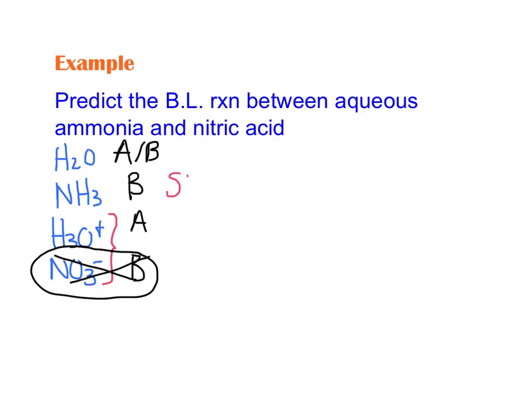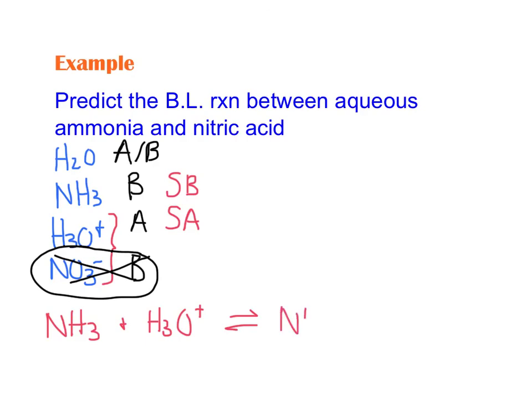So ammonia is our strongest base here and H3O+ our strongest acid. So we get that NH3 and H3O+ in equilibrium make NH4+ and water. Okay, so this was our base, acid. This came from our base, so it must be the conjugate acid, and water is the conjugate base.